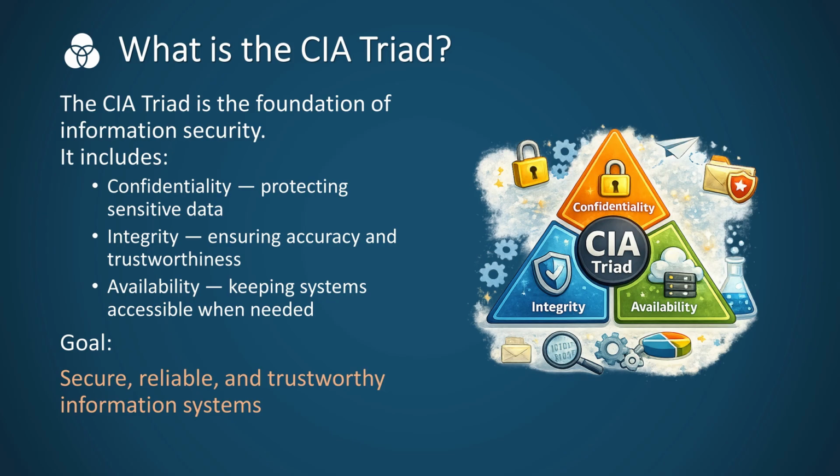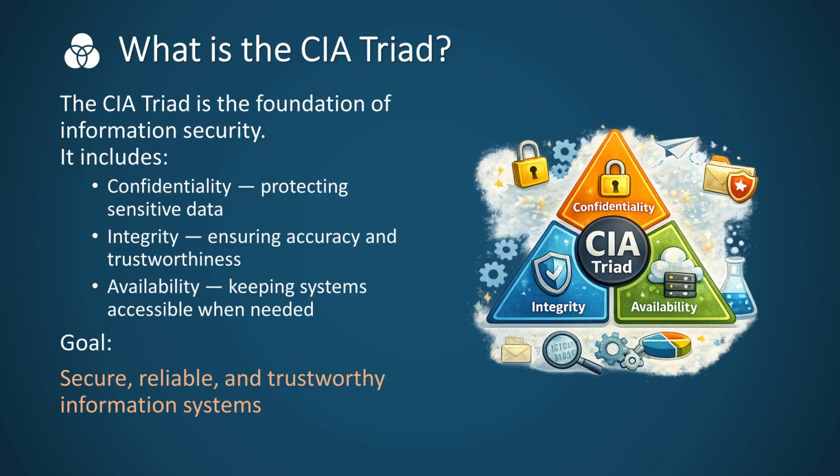Next is integrity. This focuses on ensuring that data remains accurate, consistent, and unchanged throughout its life cycle. Imagine if your bank balance suddenly showed the wrong amount because someone altered the records. That would be a serious issue. Integrity ensures that data is not modified either accidentally or maliciously. To maintain integrity, organizations use controls like checksums, digital signatures, and version control. If integrity is compromised, decisions may be based on incorrect data, leading to fraud, errors, or operational failures.